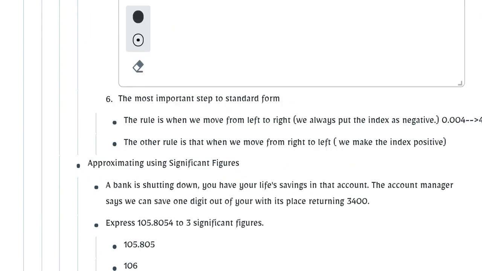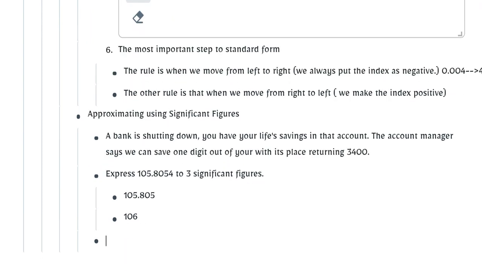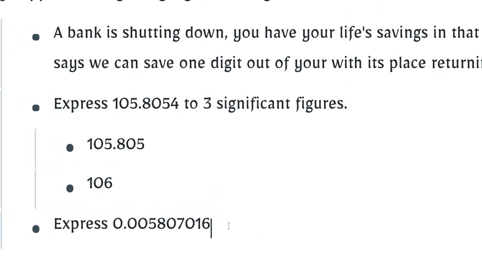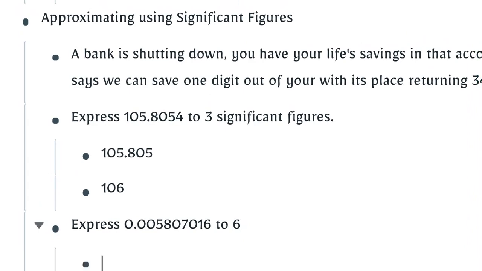Let's do one more example before we go. Let's say it told you now that you had a larger money. You didn't just have $105. You have, well, less money, right? Let's say you haven't used your bank in a long time. You have 0.00, right? 5807016. This is your bank account. It's going to tell you now to 6 significant figures. Who wants to take a crack at it?